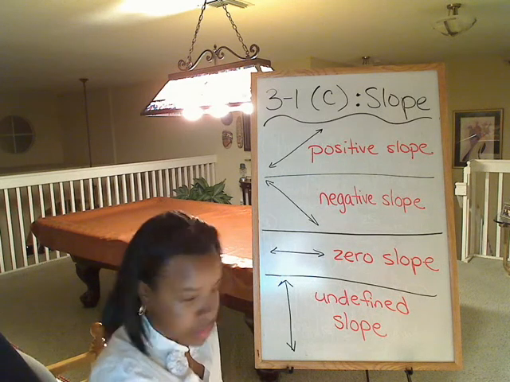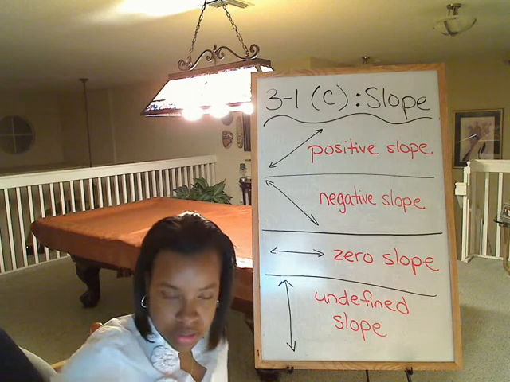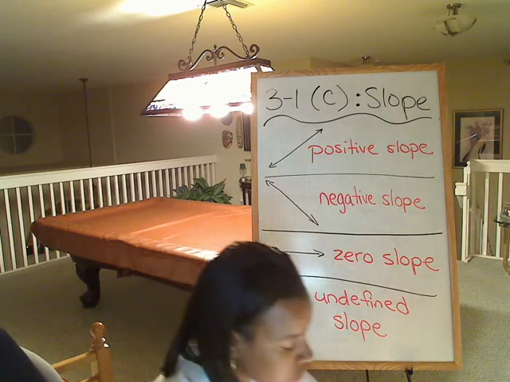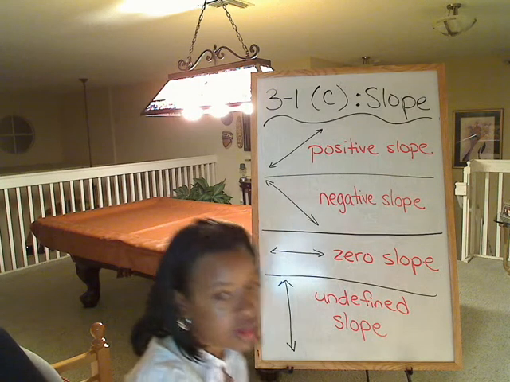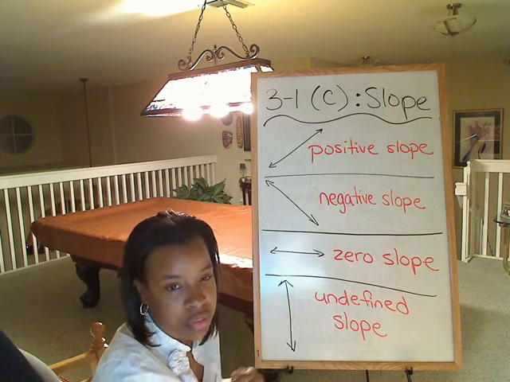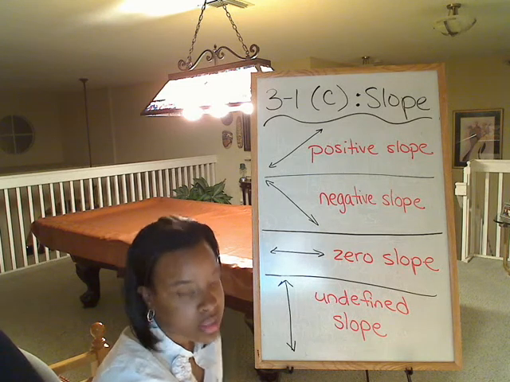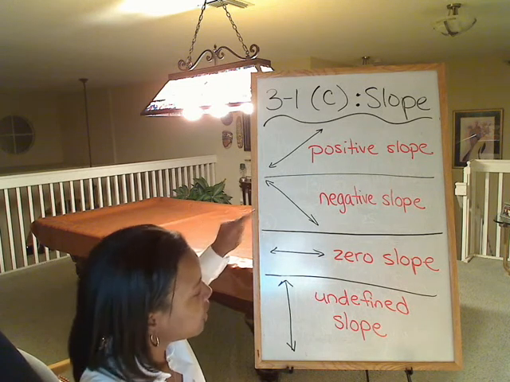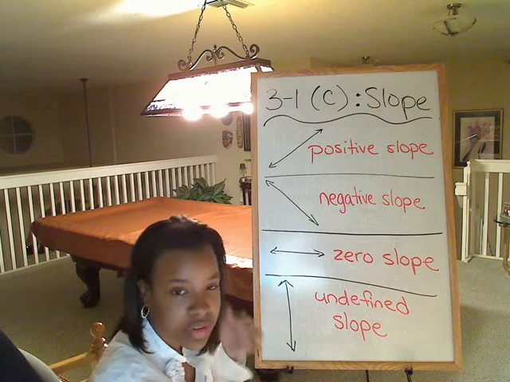Okay, this is 3-1C, which is talking about slope. There are some key points I just want you to know quickly before we get started. And that's the difference between a positive, a negative, a zero, and an undefined slope.